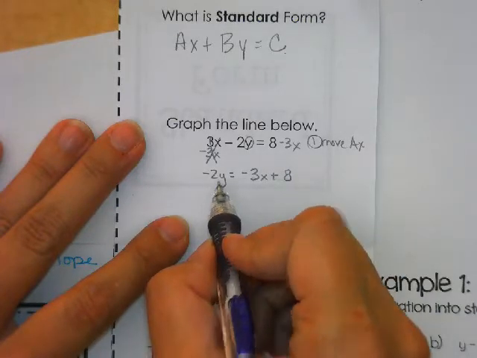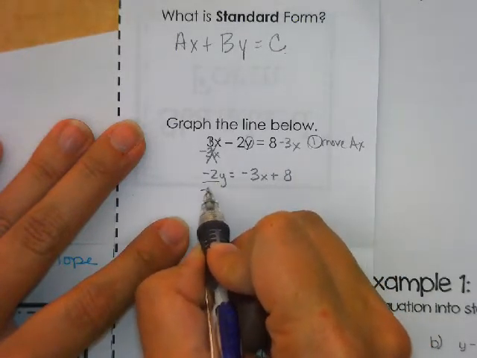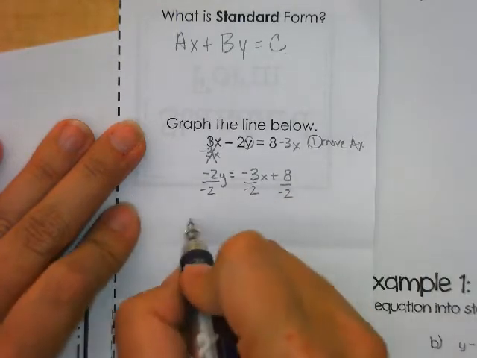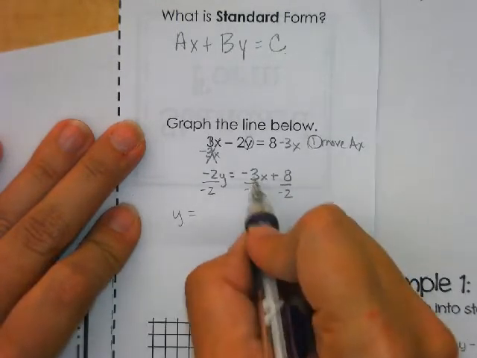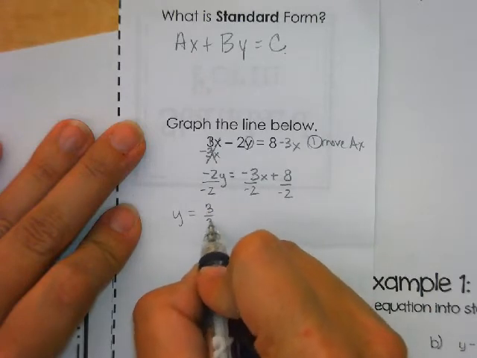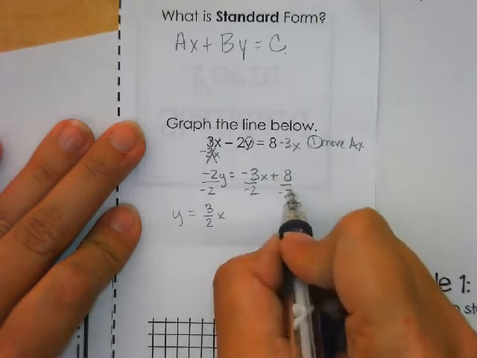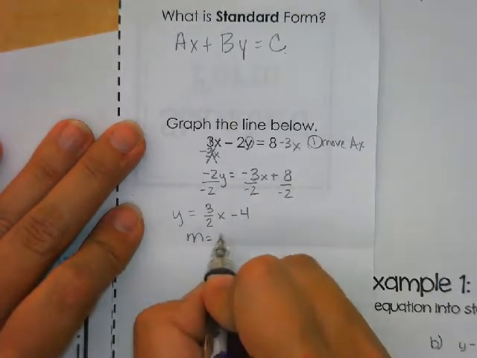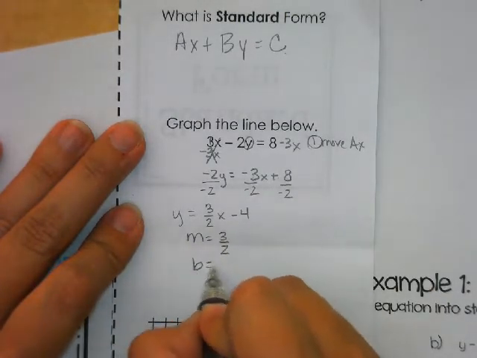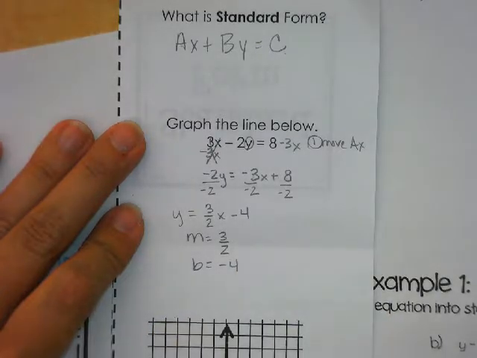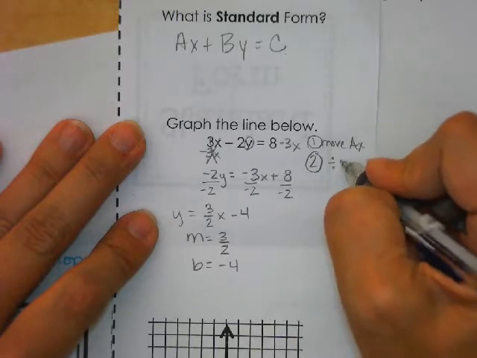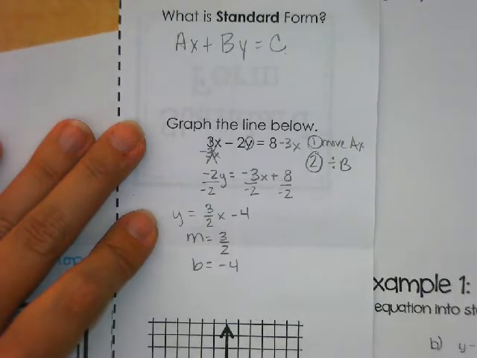And then you have to move your coefficient. Well, we're multiplying by a -2. So we need to divide everything by a -2. So we say y equals, a negative divided by a negative is in fact a positive. A positive divided by a negative is a negative. So you can see here your slope is 3/2 and your b is -4. So all you're doing is moving ax and then you're going to divide by b.